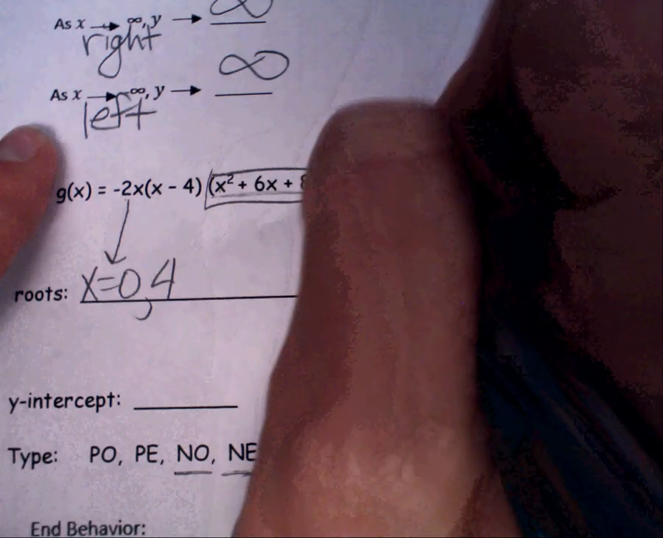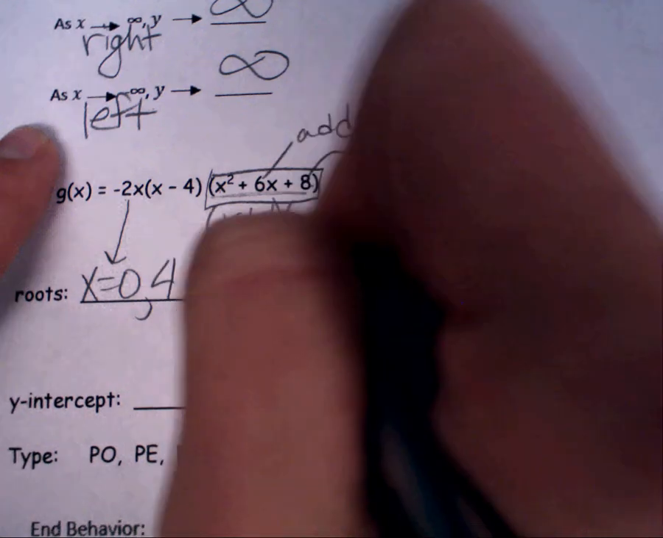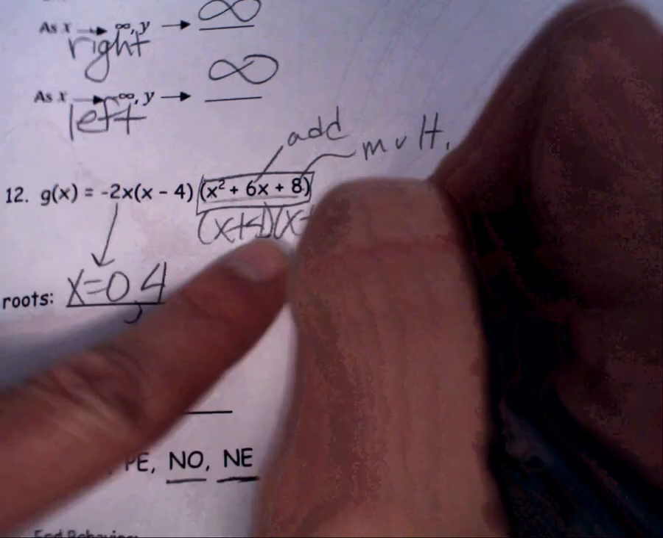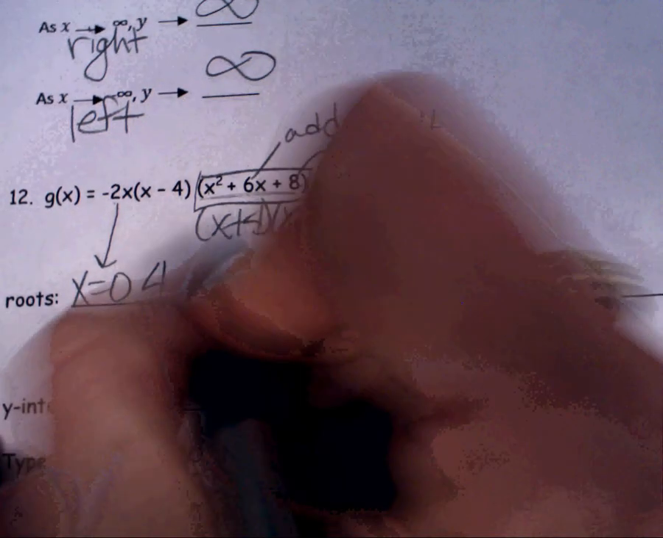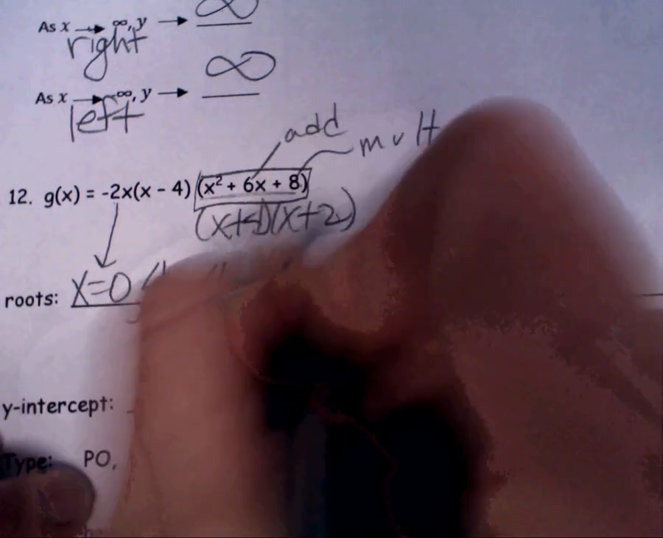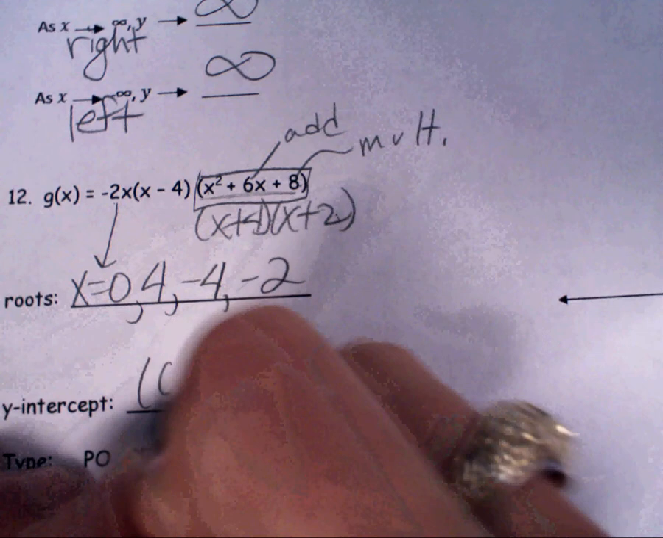The x minus 4 is 4. This one, we have to find what multiplies to 8 and adds to 6. So it's x plus 4 and x plus 2 because 2 and 4 multiply to 8 and 2 and 4 add to 6. So when I write those down, that's -4 and -2. I'll give you your y-intercept.